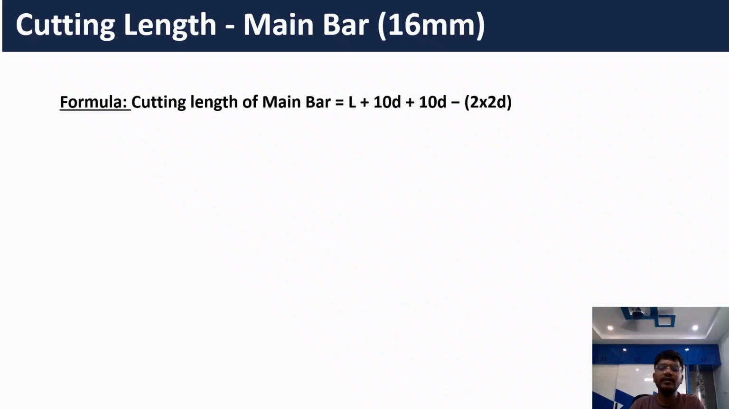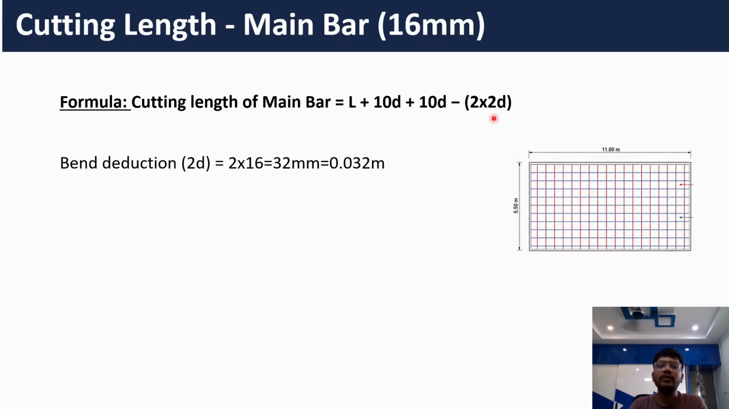Now let's calculate the cutting length of main bar. This is where many interview questions come from. The formula of cutting length of main bar is L plus 10D plus 10D minus 2 times 2D. Here L is clear span length, 10D is hook length at each end, 2D is bend deduction at each end.